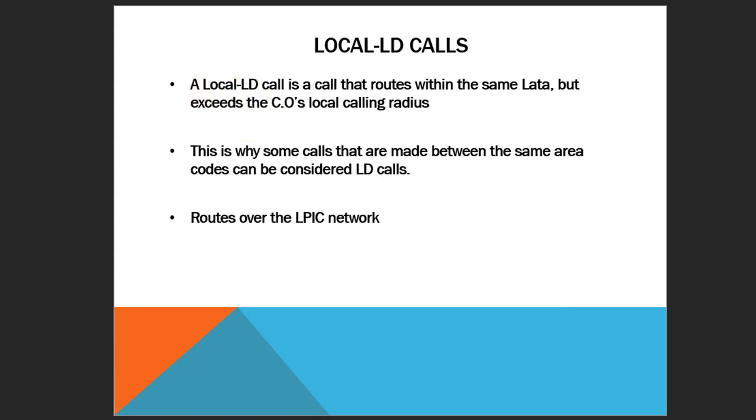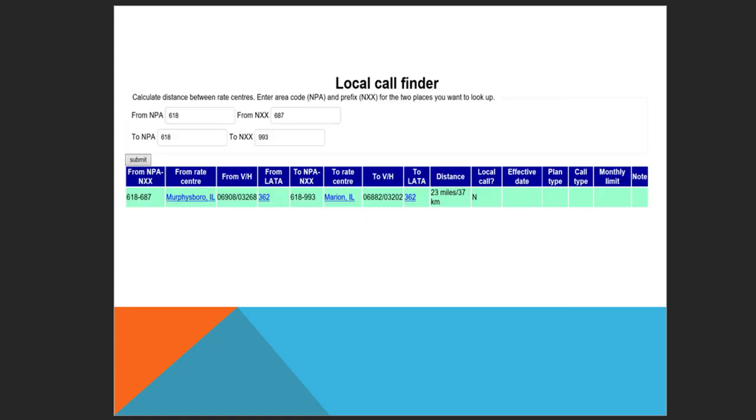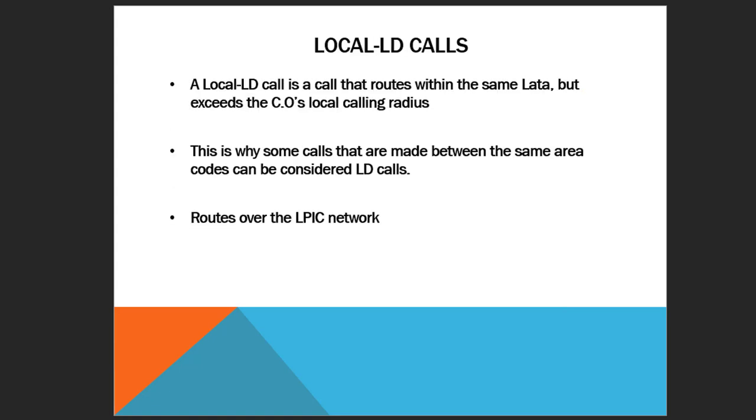So that's what I was mentioning in the beginning of this training session, going back to the local call slide. Calls made between numbers with the same area codes are not always a local call. And I know we talked about that in the local call finder. But just remember that. So if we get a call sample and they both have the same area codes, the called from number and the called to number are both 617.